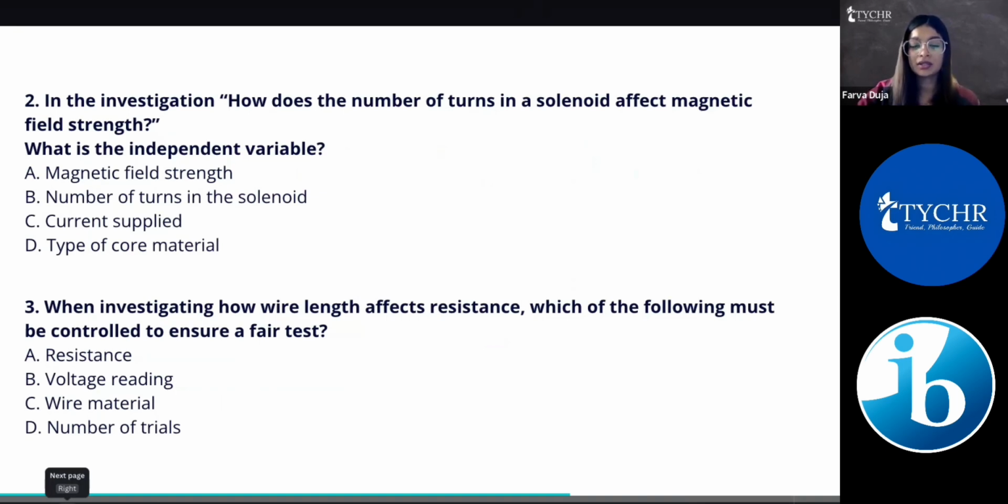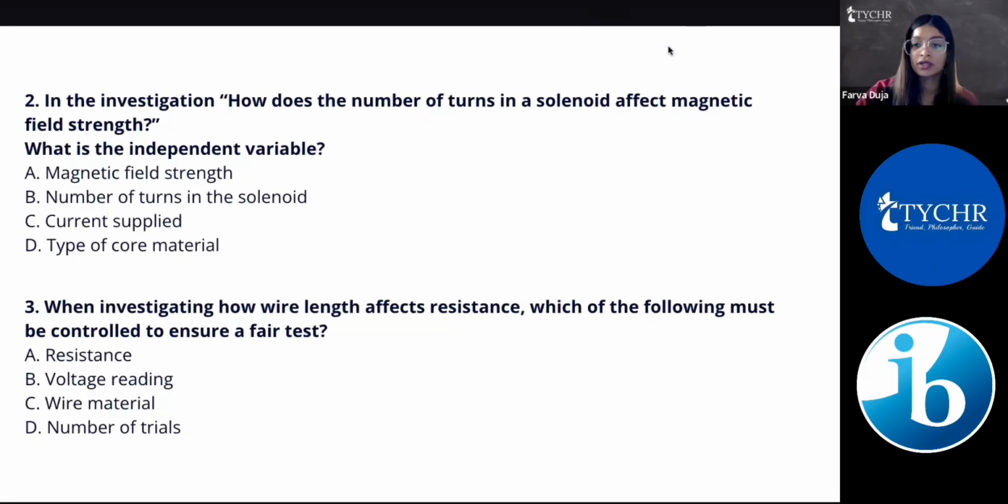Now, question number three is a little bit of a question to maybe MYP 4s and 5s, not to my 3s and 2s. So if you're in your year 3 or 2, don't worry if you're not understanding question number 3.